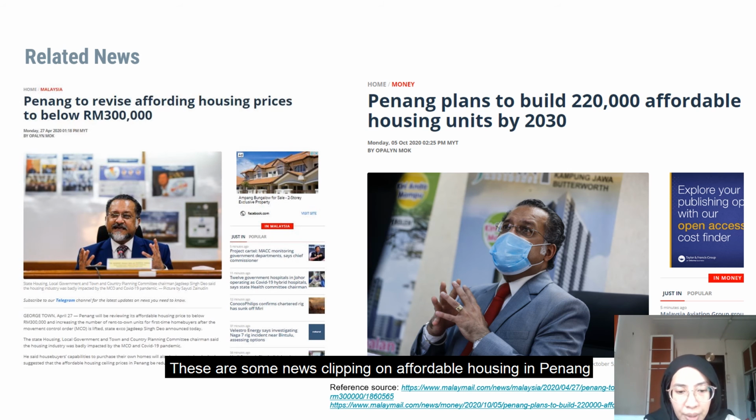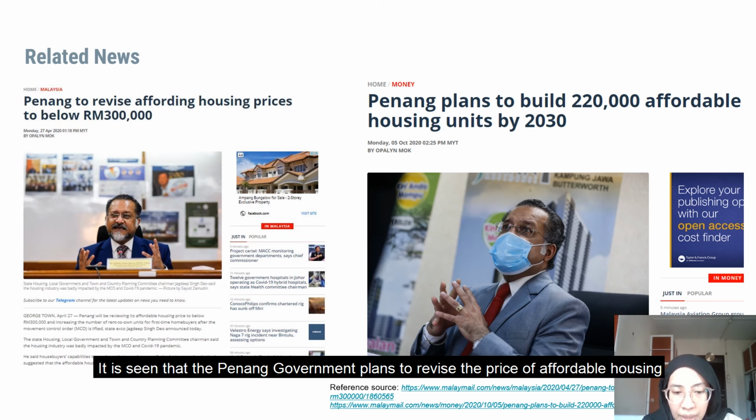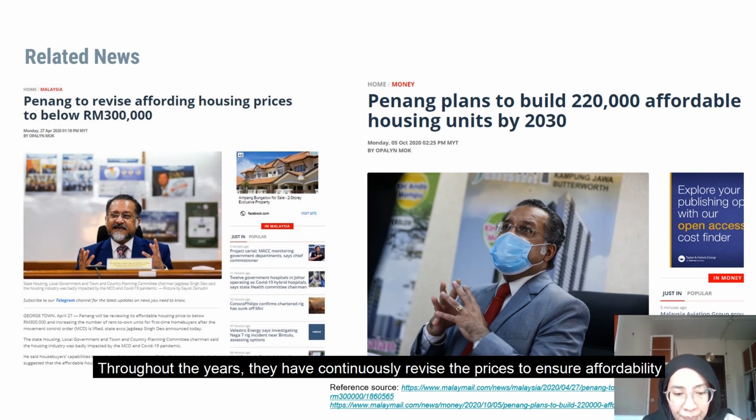These are some news clippings on affordable housing in Penang. In the article on the left from last year, it is seen that the Penang government plans to revise the price of affordable housing to less than 300,000 ringgit. Throughout the years, they have continuously revised the prices to ensure affordability.